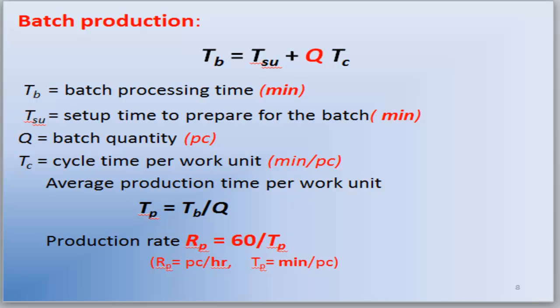Now the production rate for batch production. First we define the batch processing time in minutes. To find the batch processing time, we need to know TSU and TC. Here, TSU means setup time to prepare for the batch. In batch production, the time to process one batch of Q work units is the sum of the setup time and processing time. So we write the equation TB equals TSU plus Q TC. This equation is only for one batch. If more than one batch is produced each cycle, this equation must be adjusted.